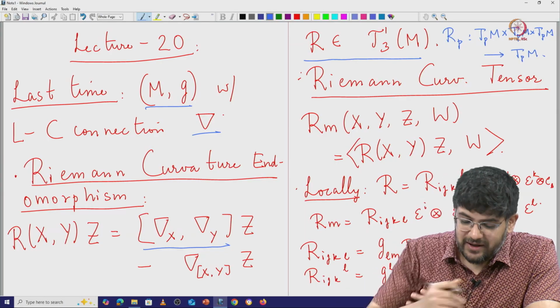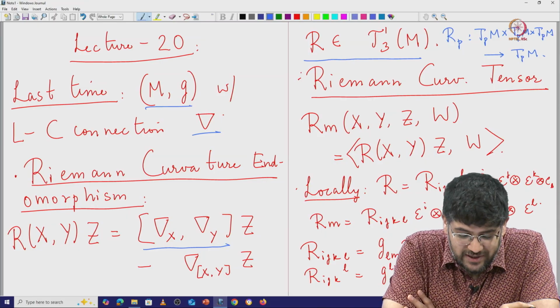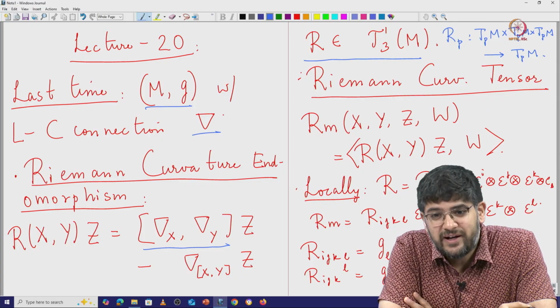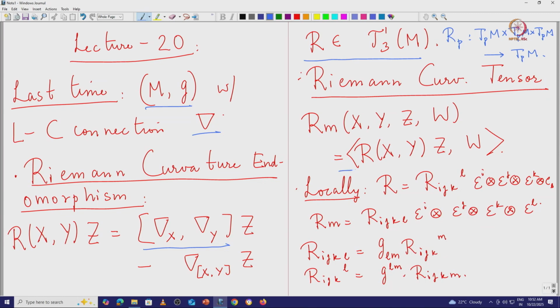Then with this Riemann curvature endomorphism, we also defined this other thing called the Riemann curvature tensor, which has this definition. Locally you can write R as R_{ijk}^l times epsilon^i tensored epsilon^j tensored epsilon^k tensored E_l, where the E_i are some local frame and the epsilon^j are the dual frame.